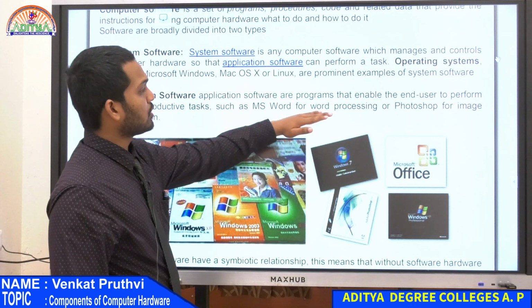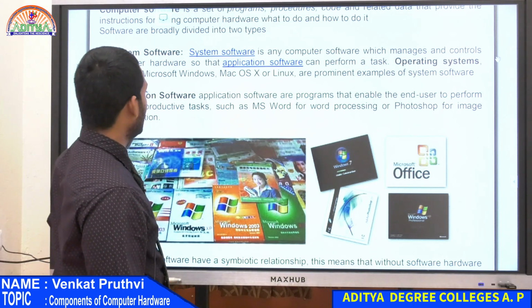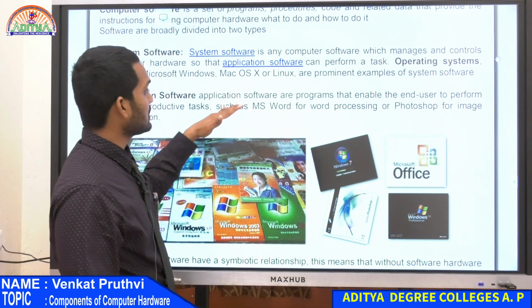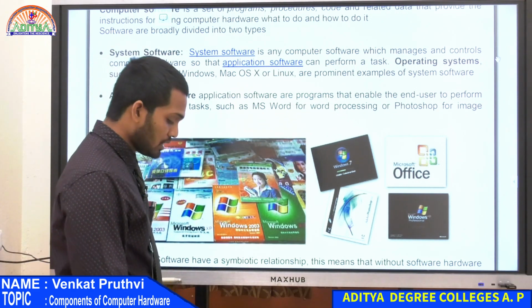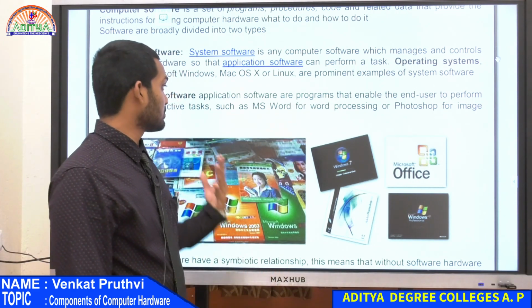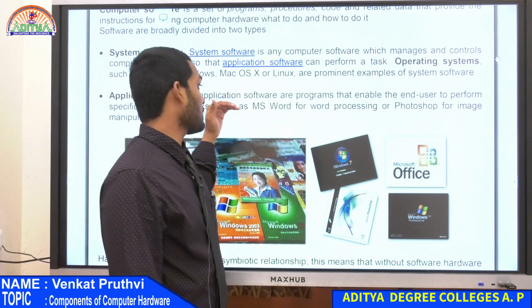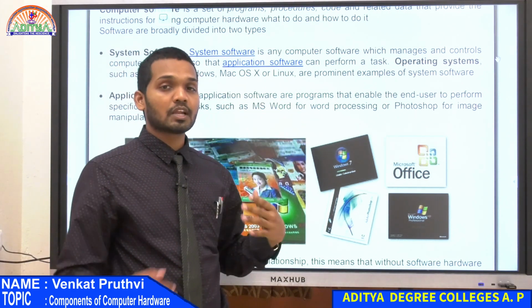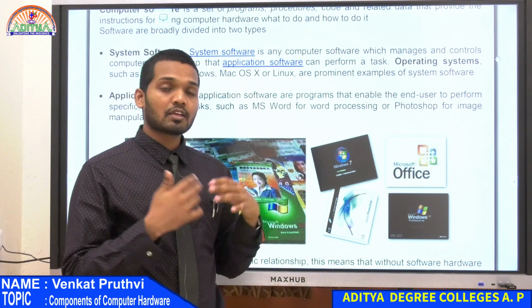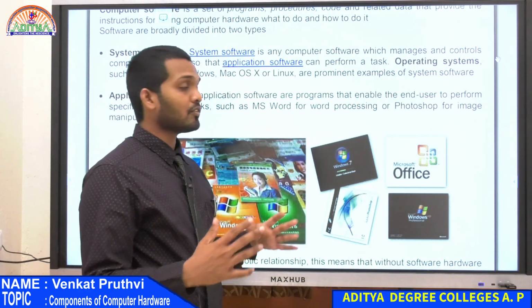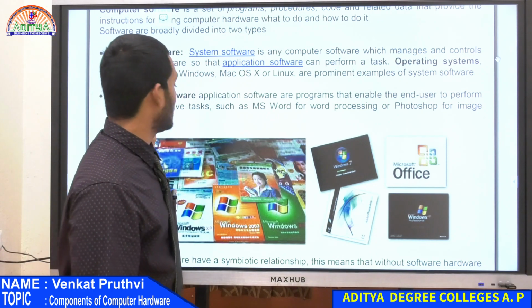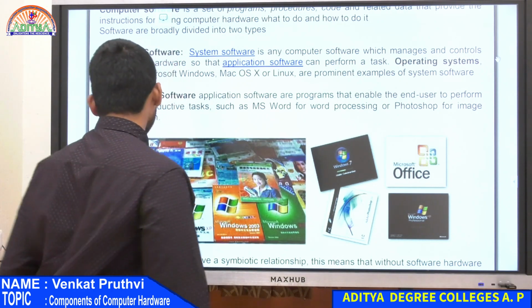Application software are programs that enable the end user to perform specific productive tasks such as MS Word for word processing or Photoshop for image manipulation. So whatever applications that we are using, previously we were discussing more about MS Word for word processing or data processing, and I was giving you so many examples related to MS Word, PowerPoint and all. So all these software are an example of your application software.